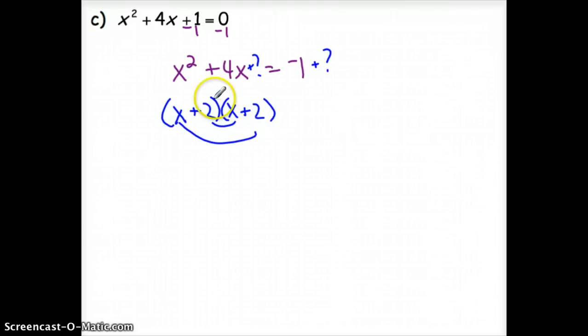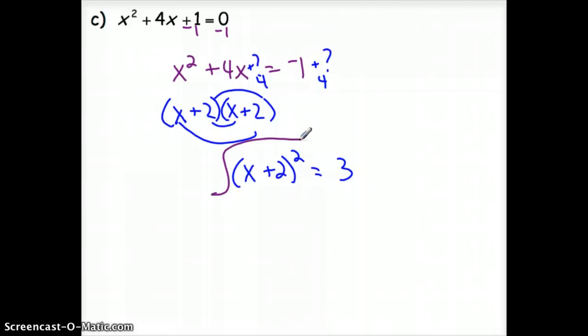Okay, and then I'm going to add that extra 2 right there, 2 times 2, so it's going to be a 4. So I'm going to end up having to add 4 to both sides. So now on the left I have (x plus 2), the quantity squared, and on the right I have 3. You can see the reason I said this is a little bit harder is because 3 is not a perfect square. So when I take the square root of both sides here, it's not going to look as pretty.